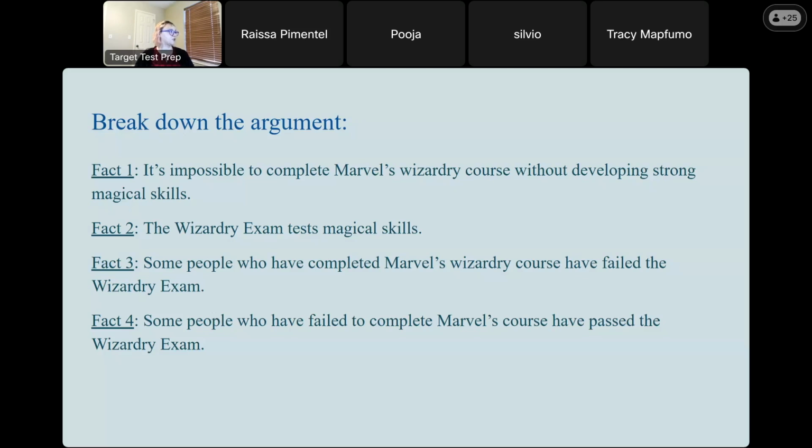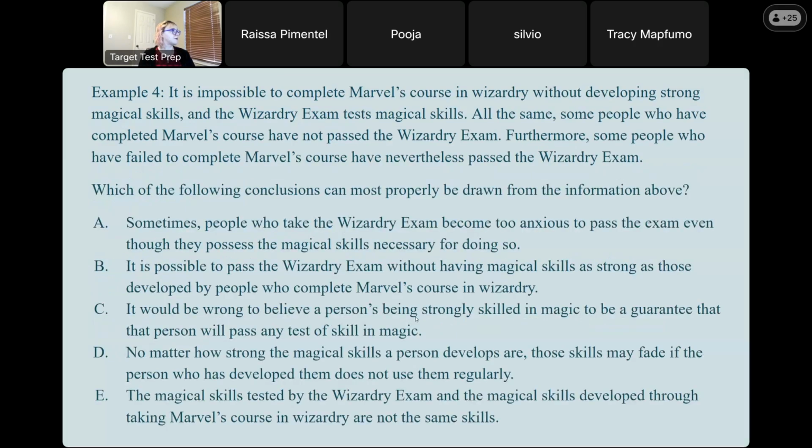And on this last one, some people who have failed to complete Marvel's course have passed the wizardry exam. This is probably not the only course that teaches these skills, and people learn different ways. So perhaps people can fail courses, again, for any number of reasons. Perhaps they had something come up and they had to drop it. And then they went and did a different course, or they self-studied. So those are some things I would notice with this one. Sometimes on the short examples, there's surprisingly a lot going on. Let's look through our answer choices.